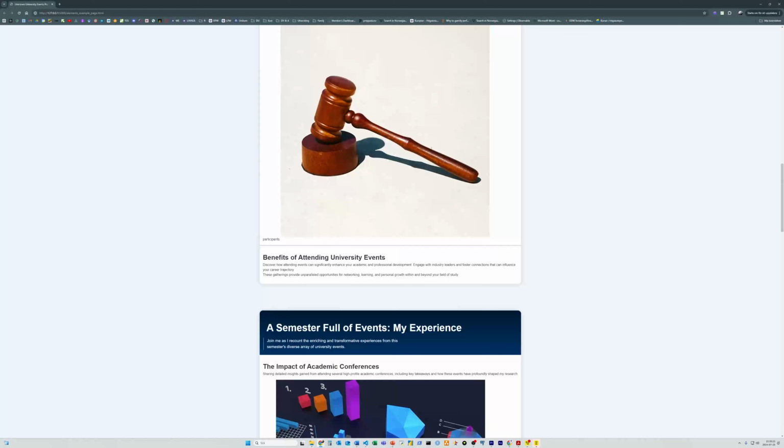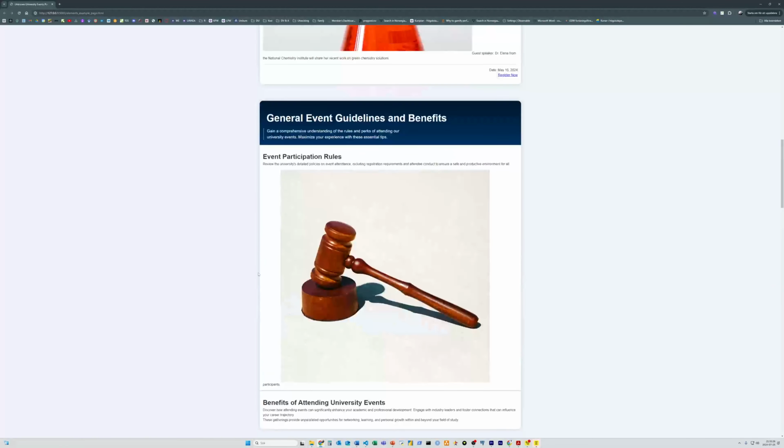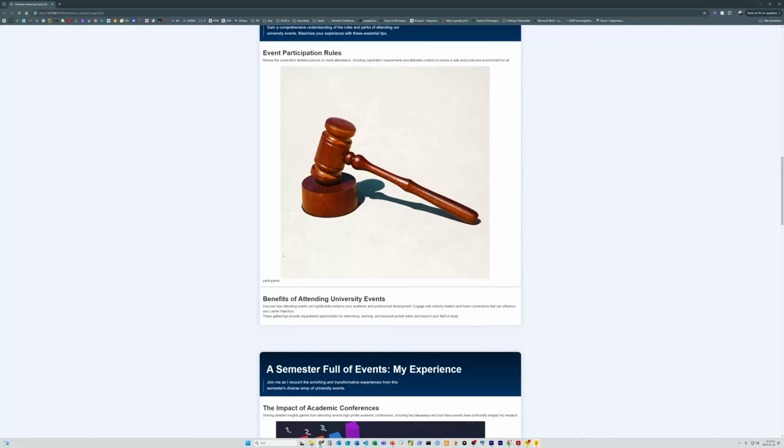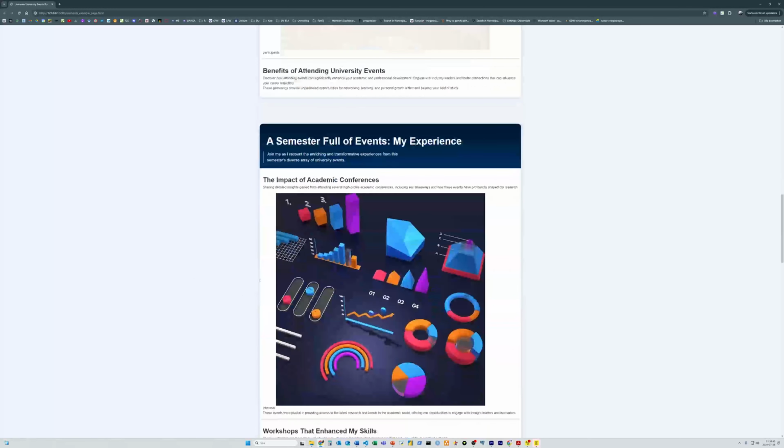So these are okay. It ended quite early. Why? Because it's something new. Event participation rules, benefits of attending. And these are both talking about general event guidelines and benefits. So that is, for some kind of reason, they are put together. So you can see visually they are like my thought process of putting them together.